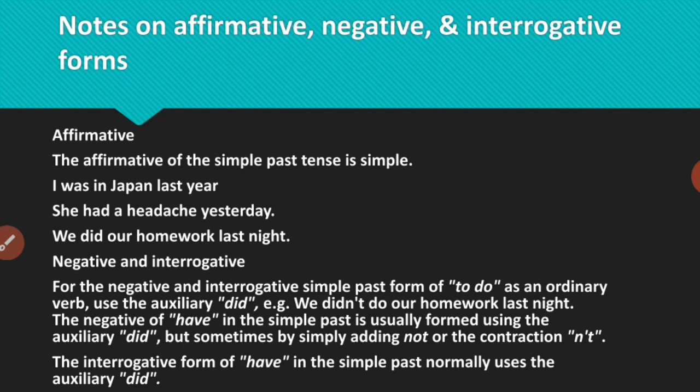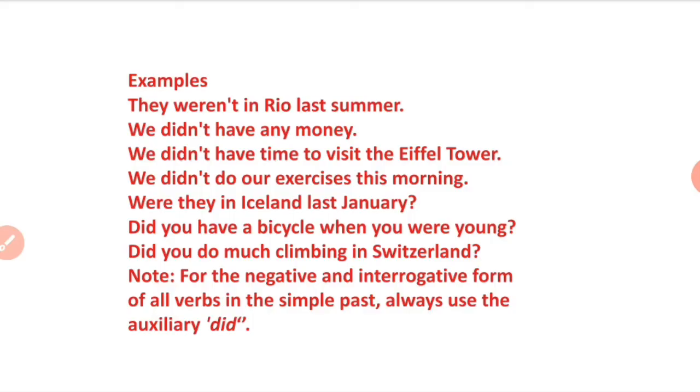But sometimes it is formed by simply adding not or the contraction. The interrogative form of have in the simple past normally uses the auxiliary did. Examples, they went to Rio last summer. We didn't have any money. We didn't have time to visit the Eiffel Tower. We didn't do our experiments this morning.